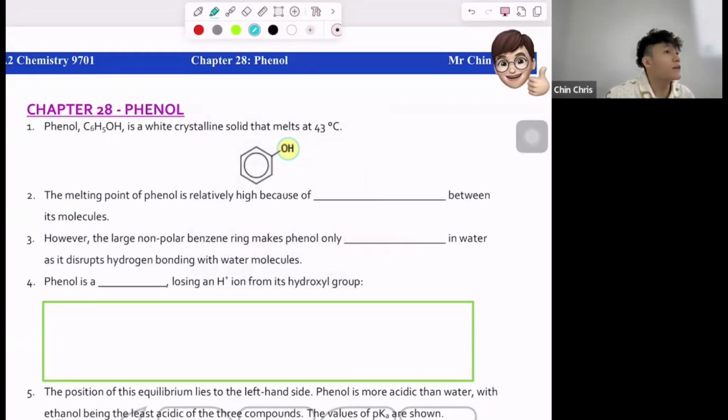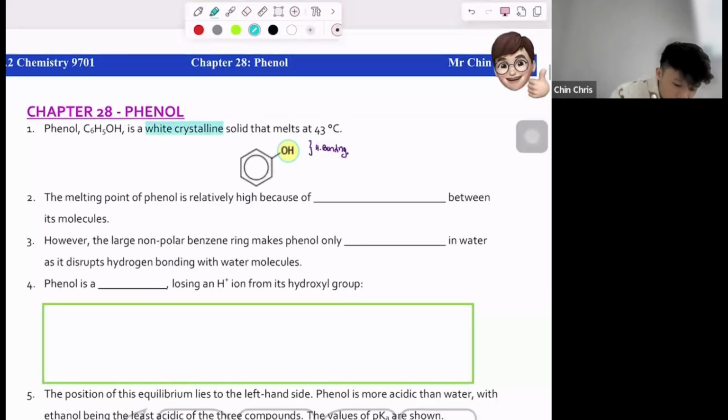Okay guys, now let's look at phenol. What is the IMF present for phenol? You have OH, you have alcohol. So what is the most significant IMF? Hydrogen bonding. Remember? So you have OH, which means hydrogen bonding is present. So guys, since hydrogen bonding is present, the IMF of phenol is pretty strong compared to benzene. So let's look at the state. Phenol is a solid. Highlight the words white crystalline solid.